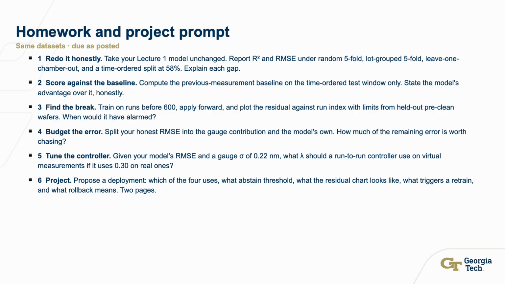Propose a deployment. Which of the 4 uses, what abstain threshold, and why? What the residual chart looks like, subgroup limits, which run rules, what triggers the retrain, and what rollback means concretely.